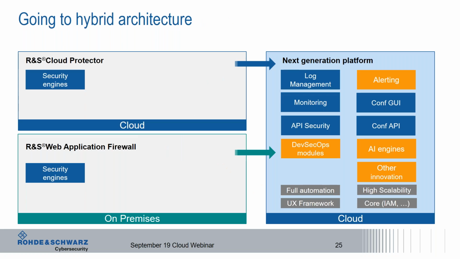And yeah, sorry, the orange parts are new capabilities. So on top of this, when we have, for example, the logs that will be anonymized, we will be able to put some machine learning capabilities on top of this to do some other innovation, but also to develop some DevSecOps modules, especially tailored for the development teams.